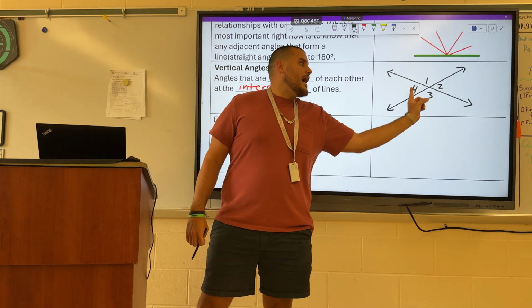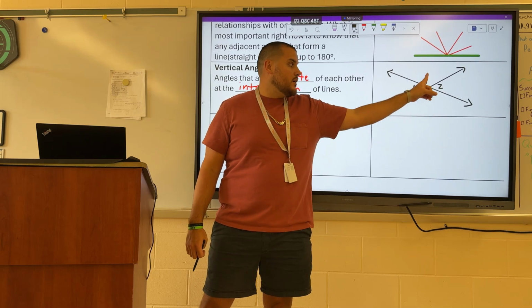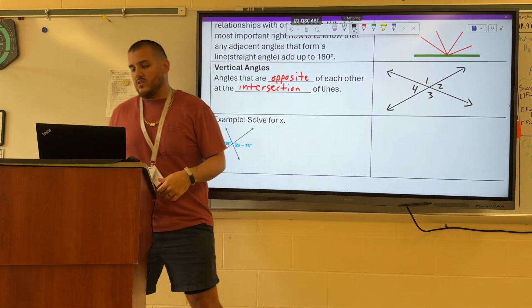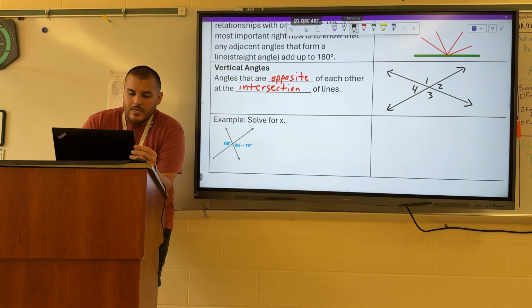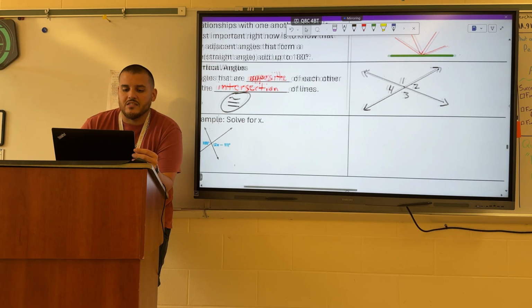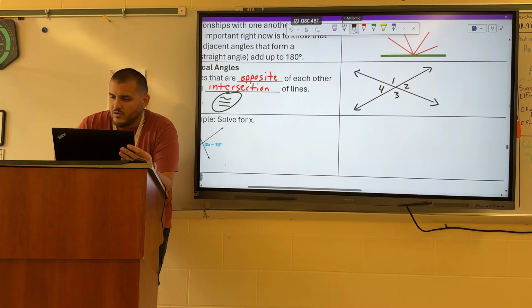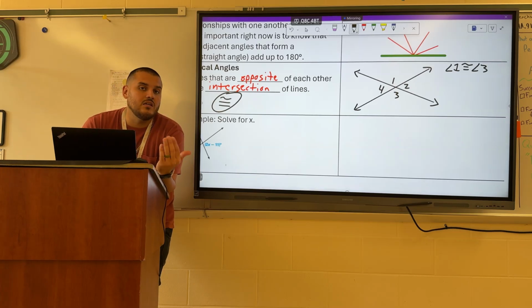2 and 4 are also opposite angles, so those are vertical angles. 1 and 3 are vertical, 4 and 2 are vertical angles. And a very important note here that I forgot to put, that you need to know and have memorized, is that vertical angles are congruent to each other. So because angles 1 and 3 over here are vertical, we would know that angle 1 is congruent to angle 3. So if angle 1 was 100 degrees, angle 3 would also have to be 100 degrees.